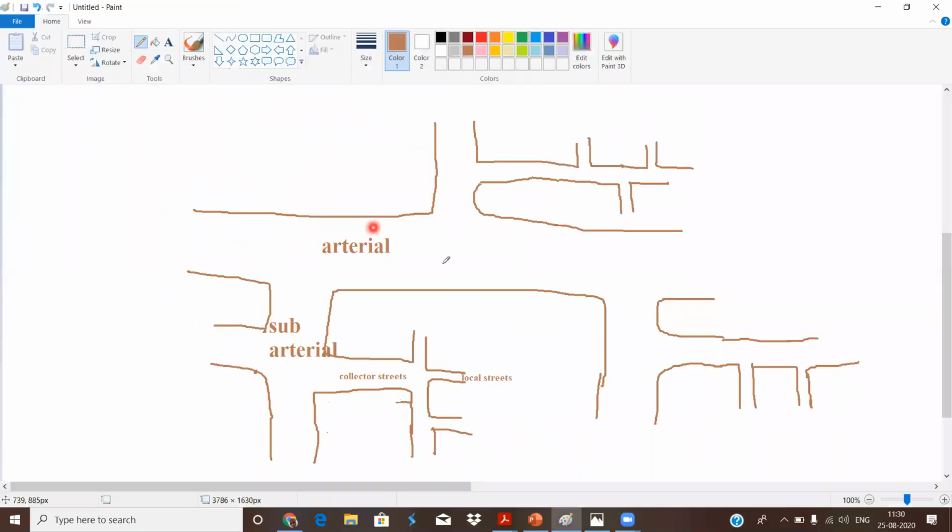Okay, arterial roads are the main roads, which have full access control, and their length, width, and all parameters are very high compared to the remaining roads. The subarterials feed the main arterial roads, with length and speeds much lower. The collector streets are connected to the subarterial roads, and the local streets are connected to the collector streets. Collector streets collect the traffic from the local streets and distribute it to the subarterial and then arterial. So this is the classification of highways based on urban area: arterial, subarterial, collector streets, and local streets. This is also important from the subject point of view.